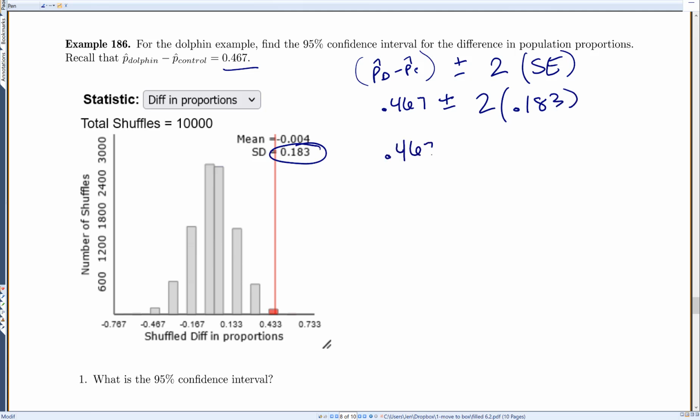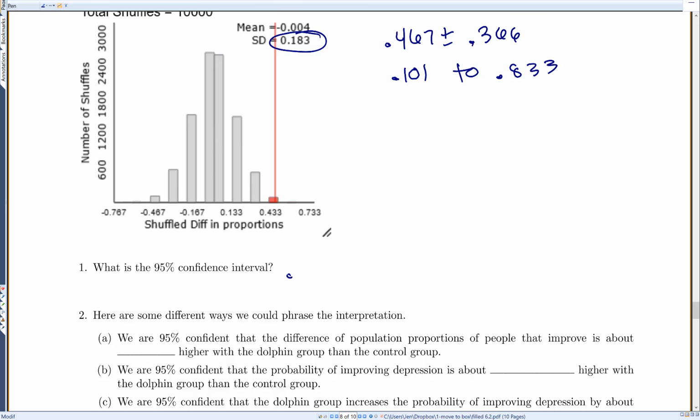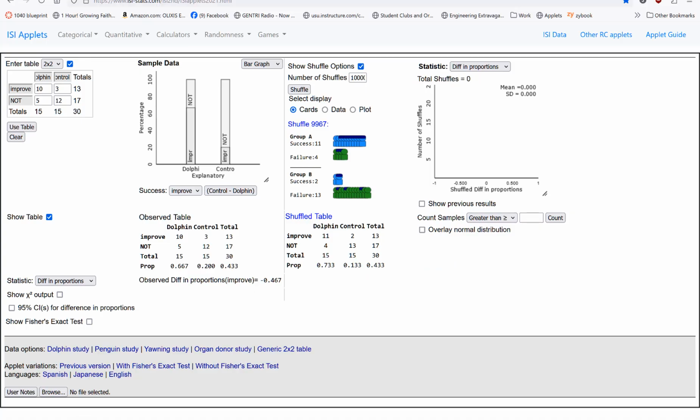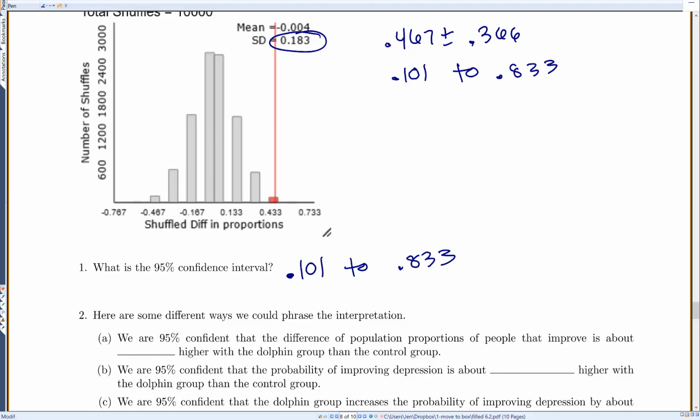So this is going to be 0.467 plus or minus 0.366. So we do 0.467 minus 0.366, we get 0.101, to 0.833. So what is my 95% confidence interval? It's 0.101 to 0.833. Now, you can do that by hand, and on the test, it will just show you this null distribution, so you have to do it by hand on the test. So please do it by hand on the test.